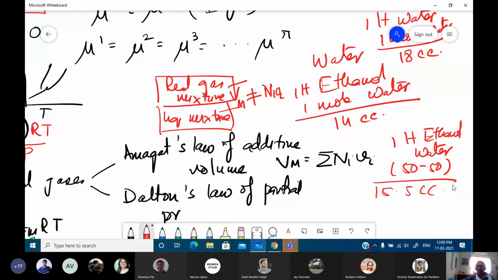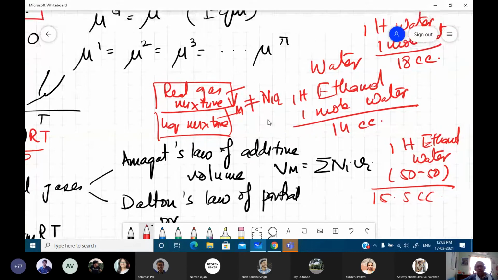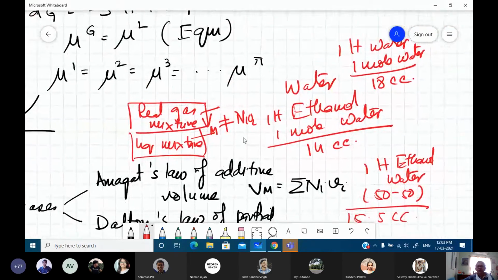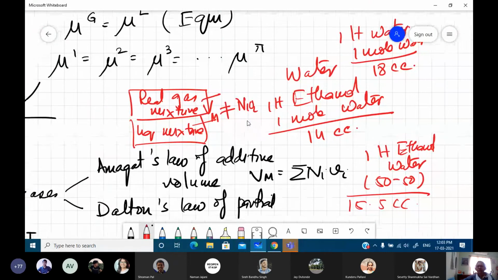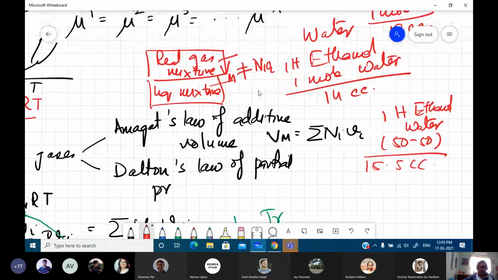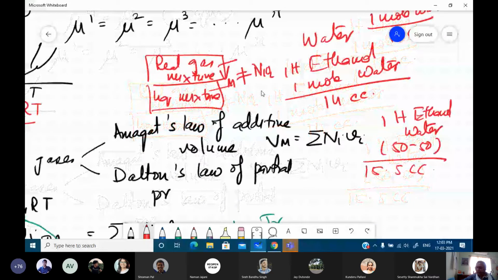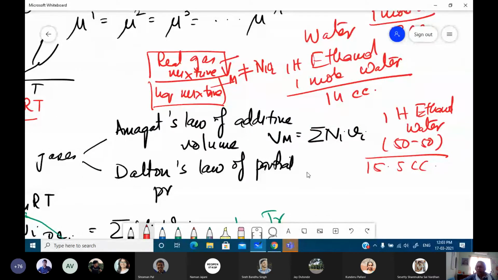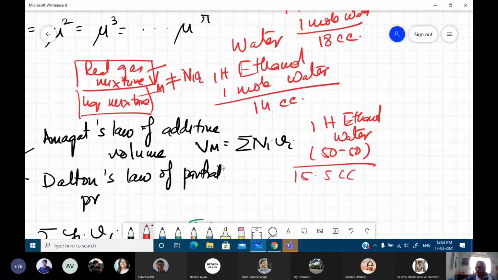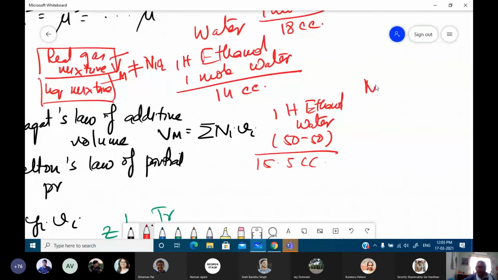So therefore we found that the volume increase, or for that matter any property increase in the liquid mixture, is not additive as in the case of gases. So for any particular property, say M, in a liquid mixture, we cannot write this down as sigma Xi Mi. Remember, the moment I've come to the liquid, I've started using X.